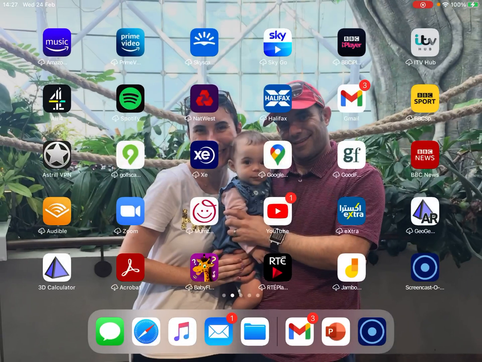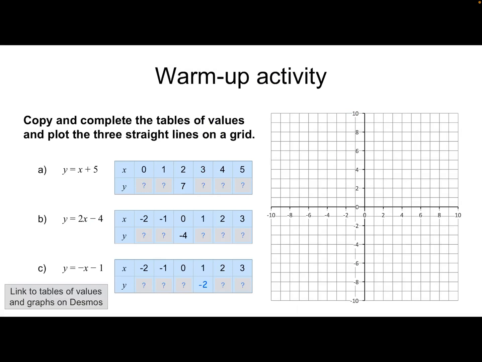Now, a few weeks ago, I taught you how to plot some linear functions, linear equations, using a table of values. So I just want you to practice that. What I need you to do is copy the tables into your book and fill them in correctly, and then make an axis in your book and put these lines in the right place. So stop your video and have a go at that.